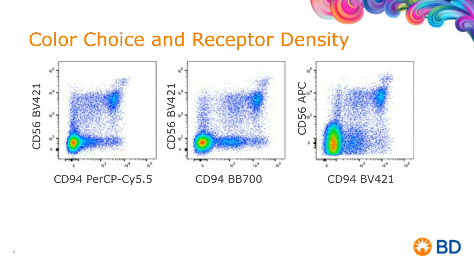And if we look over at BV421, we certainly can see that there are three, but there's some spread into that APC channel. So how we look at the individual color and then how we look at that color as it spreads into other channels is critically important for us to be able to get, again, the best data out of any given experiment. So color choice and receptor density are critical components.